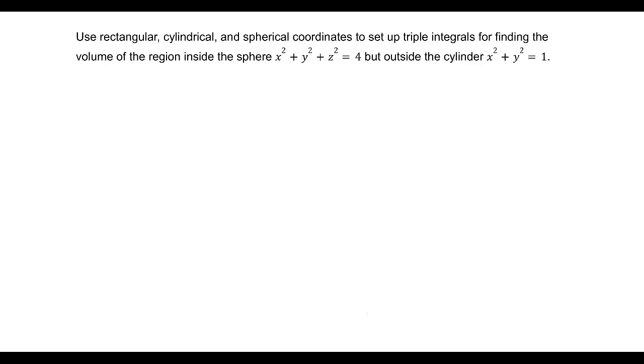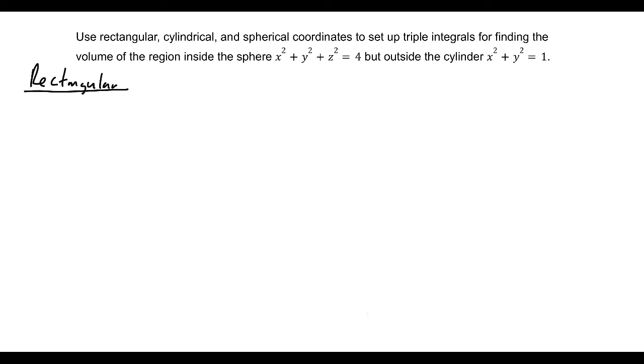Use rectangular, cylindrical, and spherical coordinates to set up triple integrals for finding the volume of the region inside the sphere x squared plus y squared plus z squared equals 4, but outside the cylinder x squared plus y squared equals 1. Let's begin with rectangular coordinates.